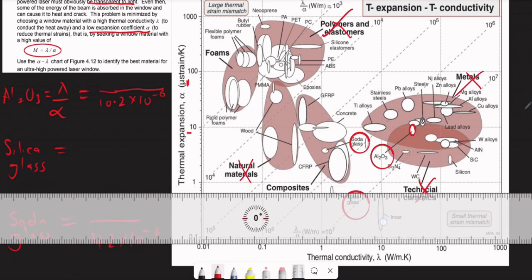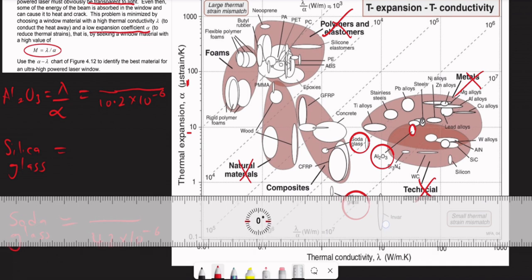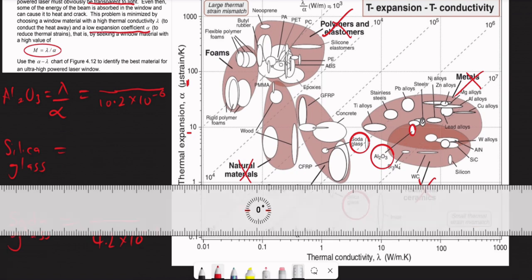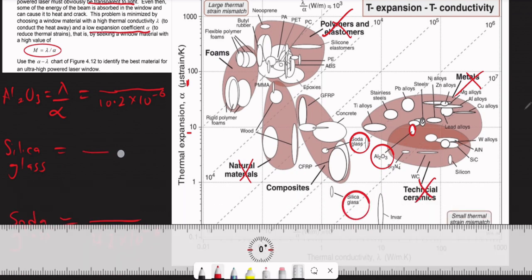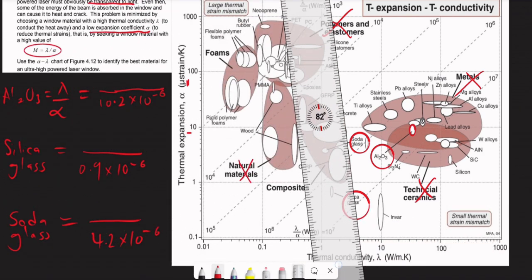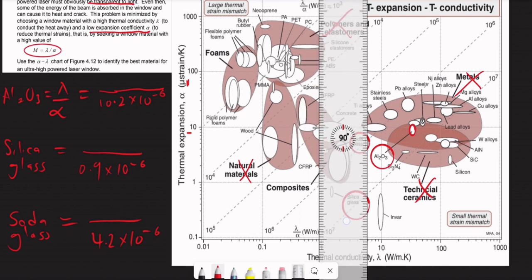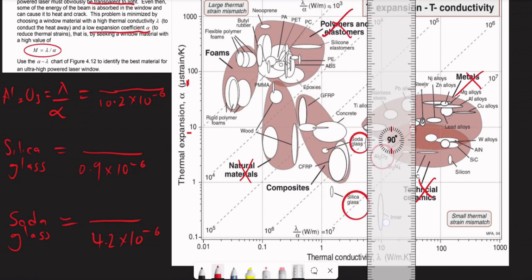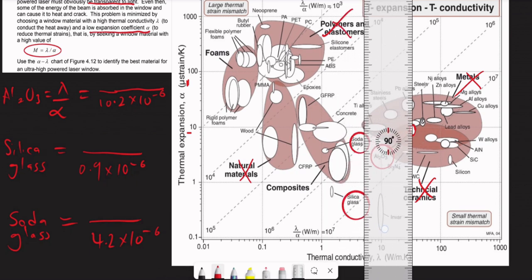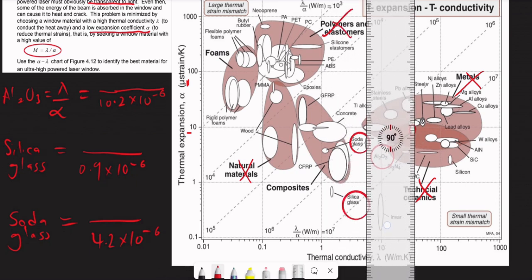Then for silica glass, you can place your value. If you come here, this is 1. So if you raise it up exactly, let's say 0.9. For silica glass we have 0.9 times 10 raised to the power minus 6. Now we have to find the thermal conductivity of each of these materials. So we place our ruler vertically. If you look at this ruler, this is 10, this is 20, this is 30, and this is around 40.